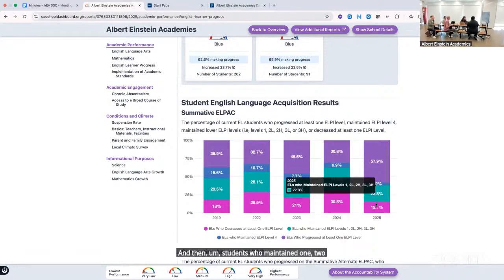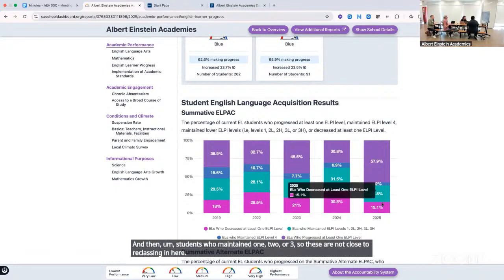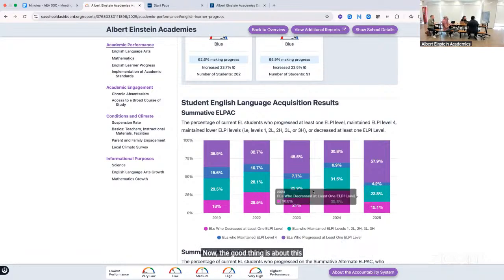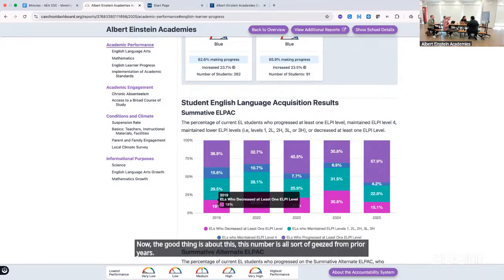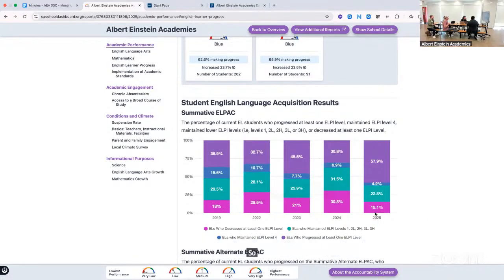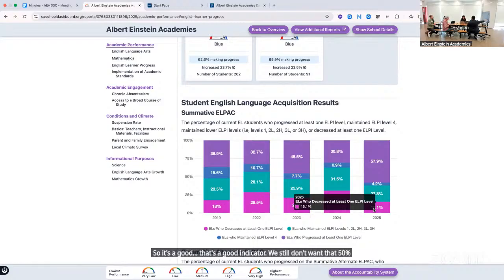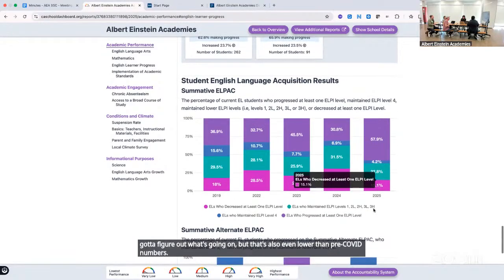So these are not close to reclassing in here. Now, the good thing about this number is it's also reduced from prior years, right? Even pre-COVID. So 15% of the students who decreased, we also lowered that number. So it's good. That's a good indicator. We still don't want that 50%. We've got to figure out what's going on, but that's also even lower than pre-COVID numbers. So some good data here.